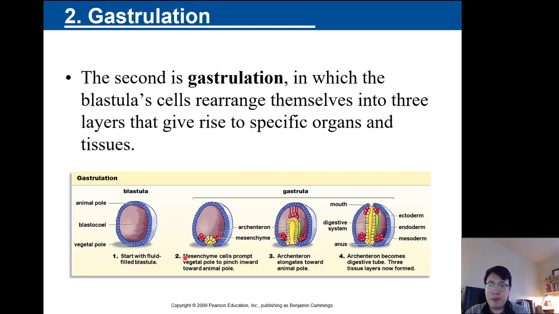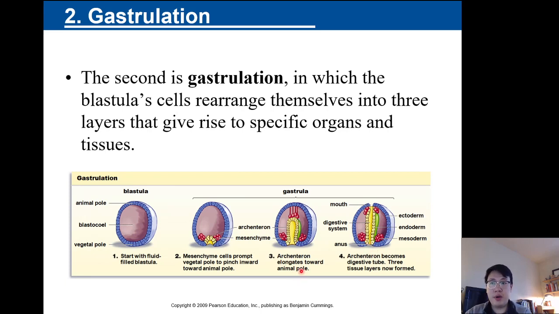Okay, so the mesenchyme cells are those cells on the vegetal side of the embryo that will intrude, not implode, but will just pinch inward all the way up to the animal pole to create that digestive tract. And as you can see, as it creates, the mouth of the organism is going to form on the animal pole, and the anus, the butt, will be forming on the vegetal pole.